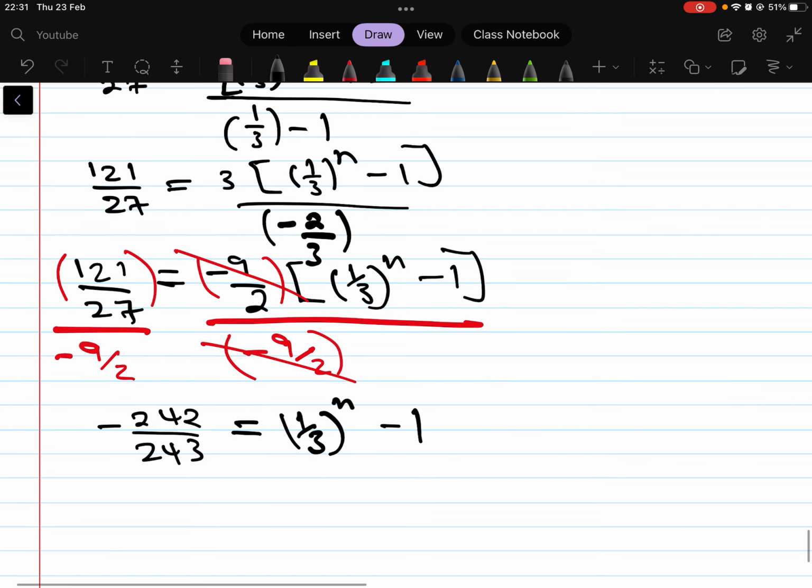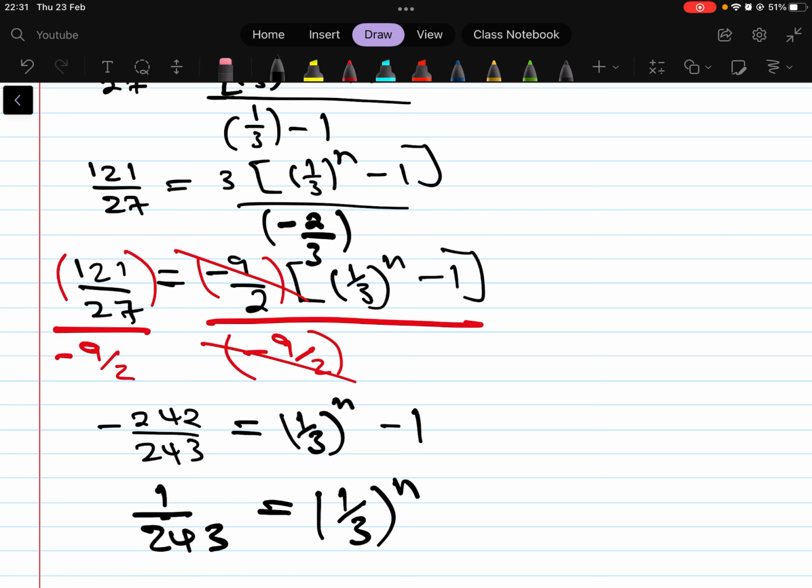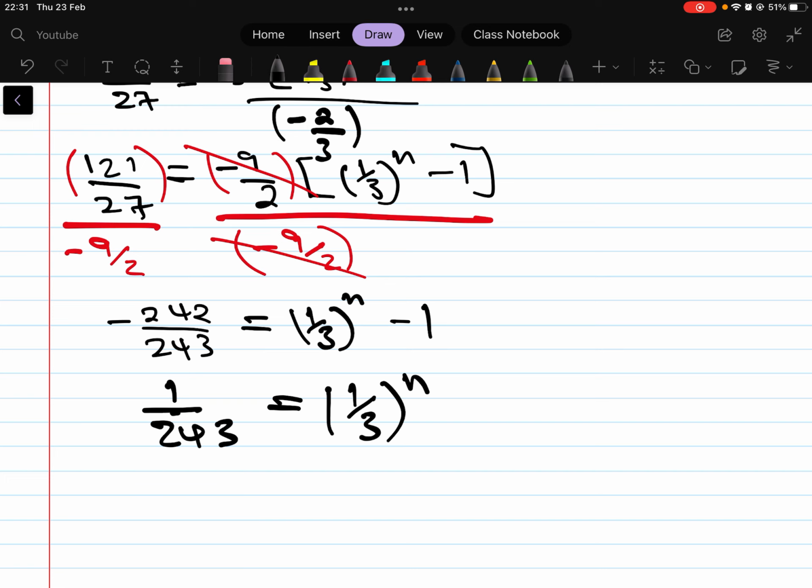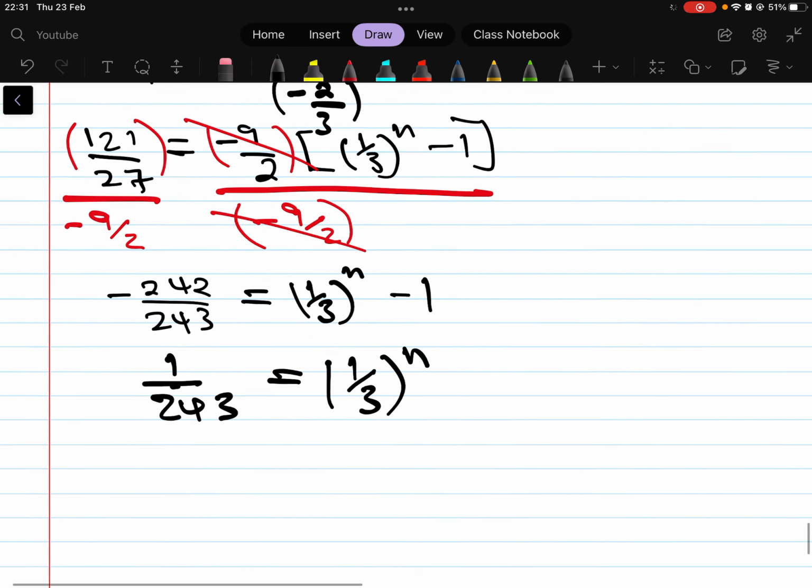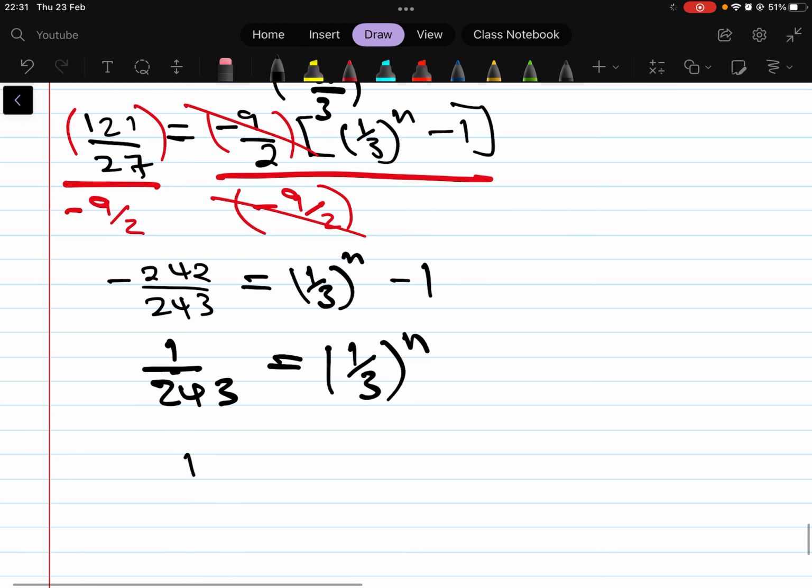So when you have what you have on the left hand side and you add 1 to it, that gives you 1 over 243. That becomes your left hand side, and 1 over 3 exponent n on the right hand side. Now you are trying to simplify. Remember that 243 can be written as 3 exponent 5. You can always confirm that 243 equals that, and in fact, that's exactly like that.